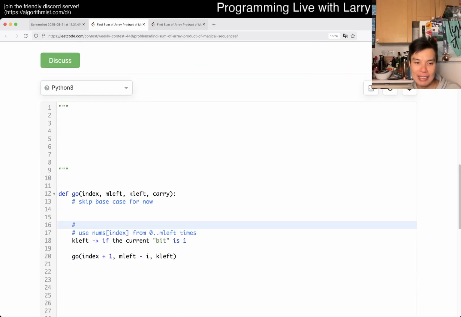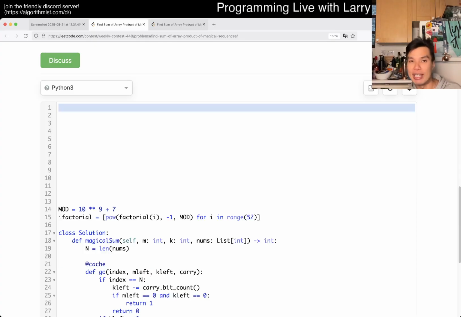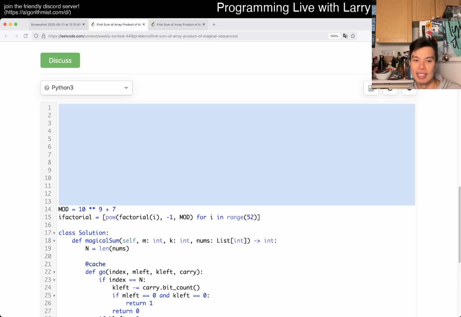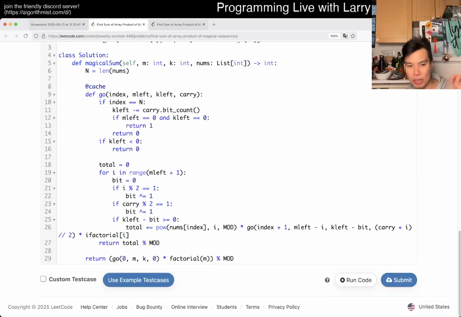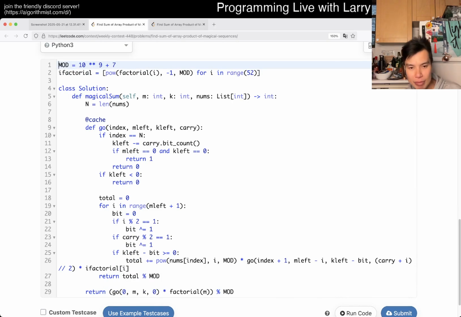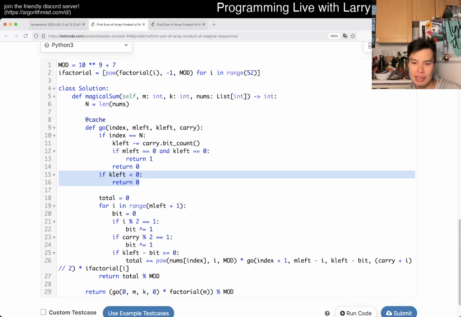So that's basically the idea: k left, we subtract it if the current bit is 1, but of course the carry placed into the result actually factors in just like it would in a binary addition. Now let's go over the code real quickly. We'll go over the base case in a second, but if k left is less than 0, I don't think this is possible given the way we wrote it, but we just return 0. Otherwise, we have a bit.